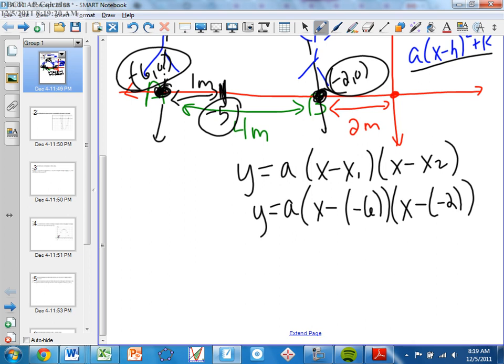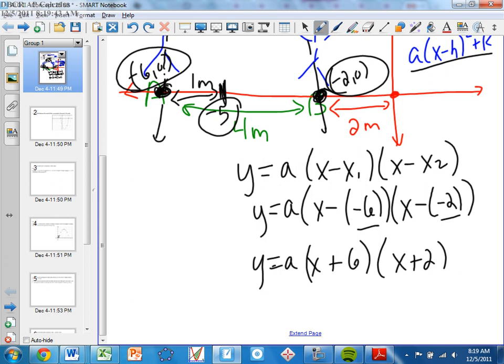Again, one of my roots was negative 6, my other root was negative 2, thus I plug in the negative 6 here and the negative 2 here. Minus a negative, everybody, becomes a positive. So just simplify so we have it in a better looking form. Okay. Now, I'm not done.